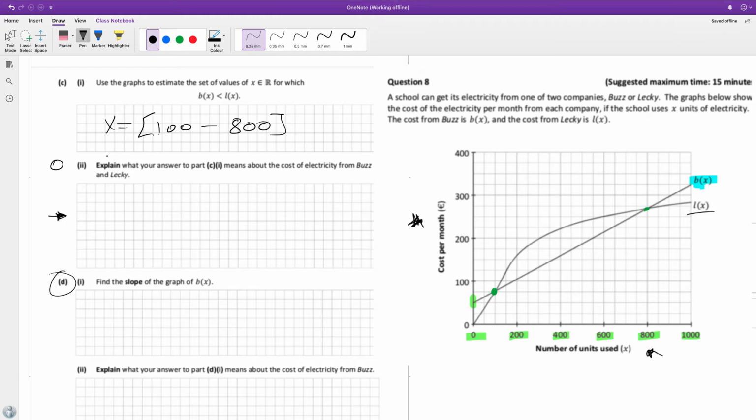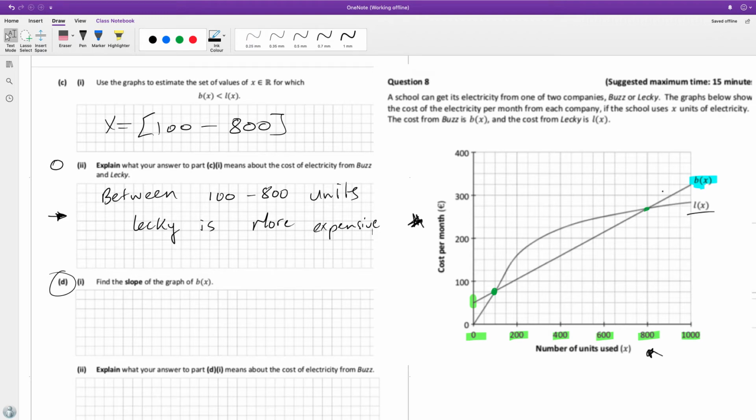Less than 100, Buzz is more expensive. Perfect. So, you could have gone with this: between 100 to 800 units, Lecky is more expensive. Or you could have also said Buzz is more expensive, greater than 800 units used, and less than 100 units used. Because as we can see here, it's greater up here, and it's greater up here.